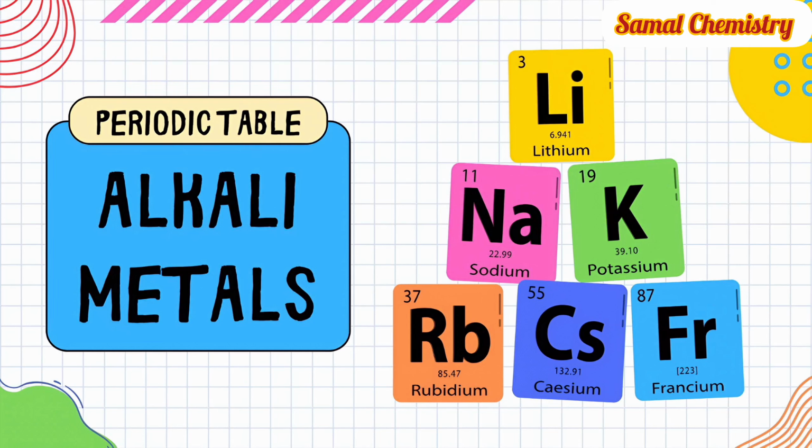Hello students, today we are going to learn about the alkali metals present in the periodic table. Are you ready to explore this interesting group of elements? Let's begin. The alkali metals are lithium, sodium, potassium, cesium, francium.